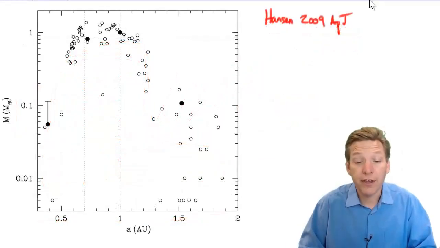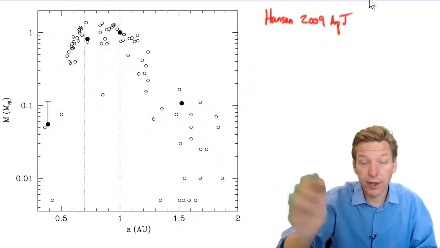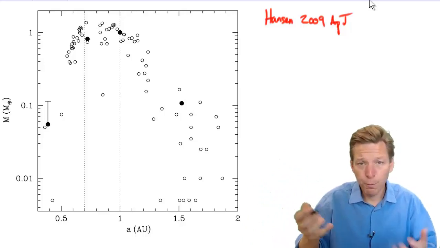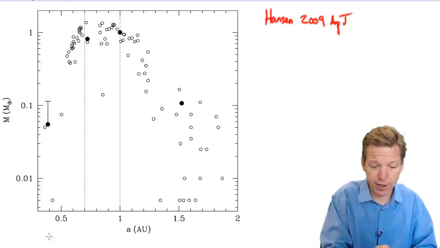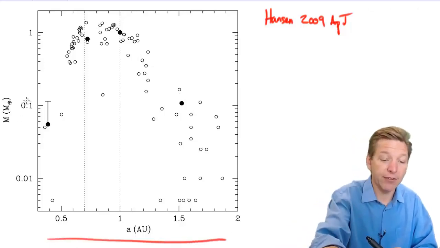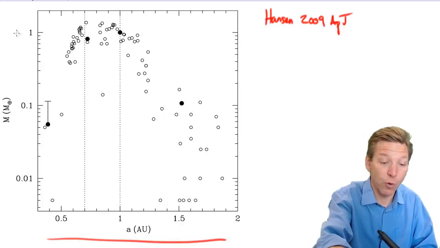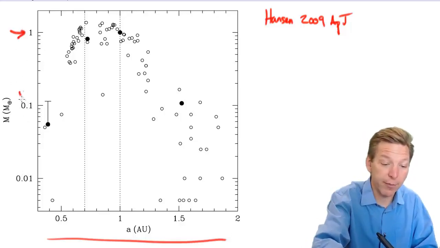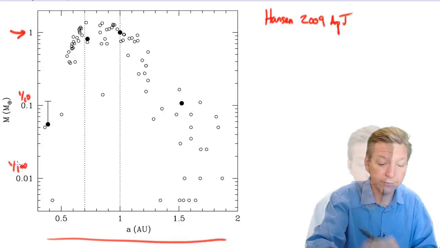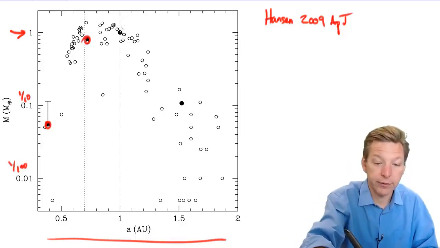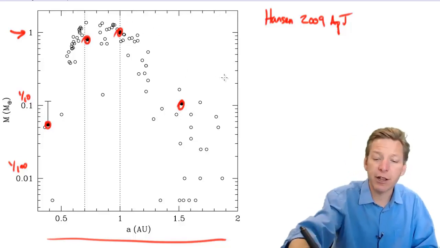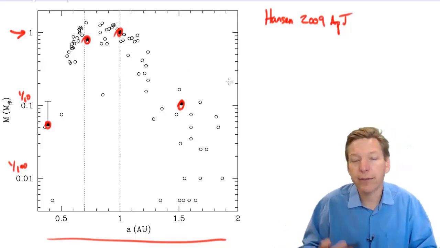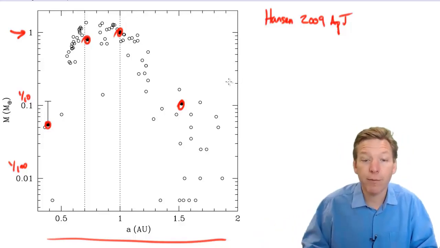One solution was found in a set of simulations by Hansen in 2009. You might have thought the solution would be, well, just make less mass out here where Mars is. Here's the same sort of plot, semi-major axis. Now we have mass on a log scale, so it looks a little bit different. Here's 1 Earth mass up here, 1/10 of an Earth mass, 100th of an Earth mass. And again, you have Mercury, Venus, Earth, and Mars. What was found was that if you just had less material out through here, it still didn't work. You still got those more massive objects scattered out into the asteroid belt. You still had a more massive Mars.